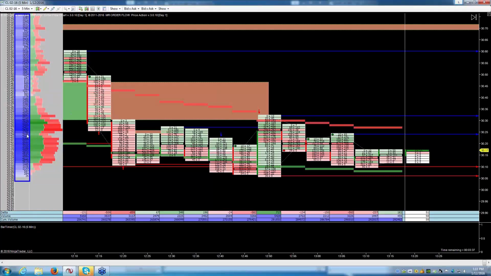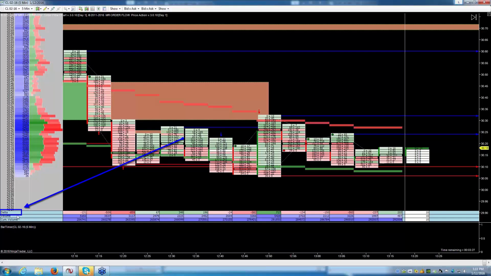This tells me how many contracts have traded at every single tick. Down on the bottom, I have delta, which is just an accumulation of buyers minus sellers. Gives me a number. More buyers than sellers, I get a positive delta, 233. More sellers than buyers, I get a negative delta, minus 237. You can see it in red and green, even if you can't read the numbers. You see red, I know there's more sellers than buyers. Green, more buyers than sellers.